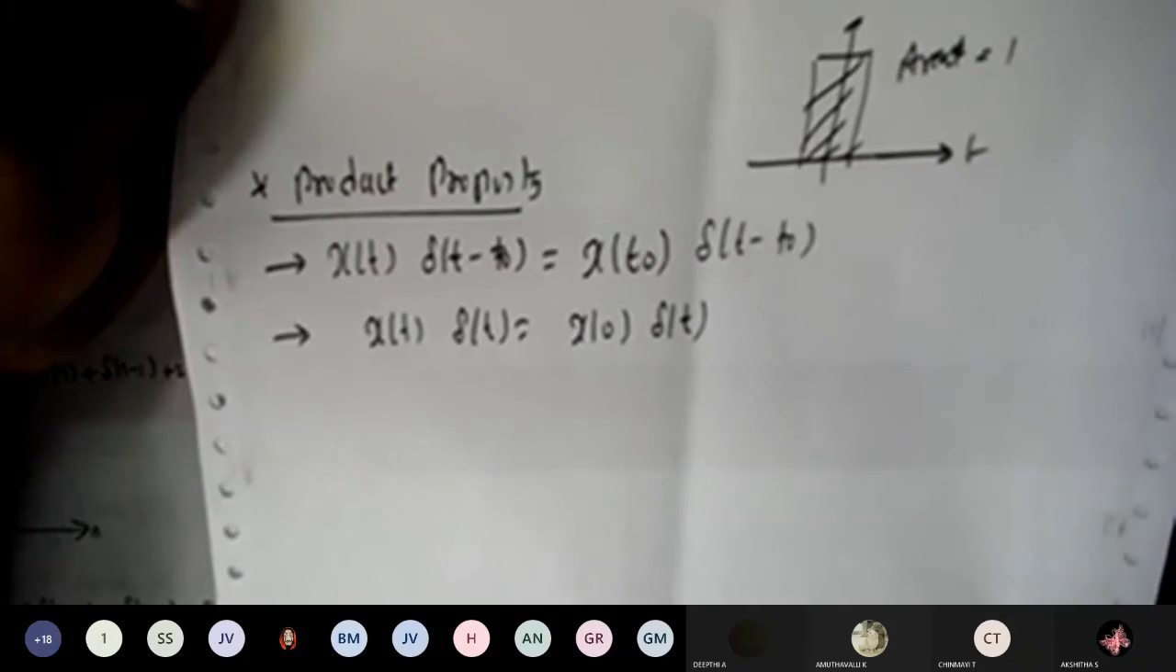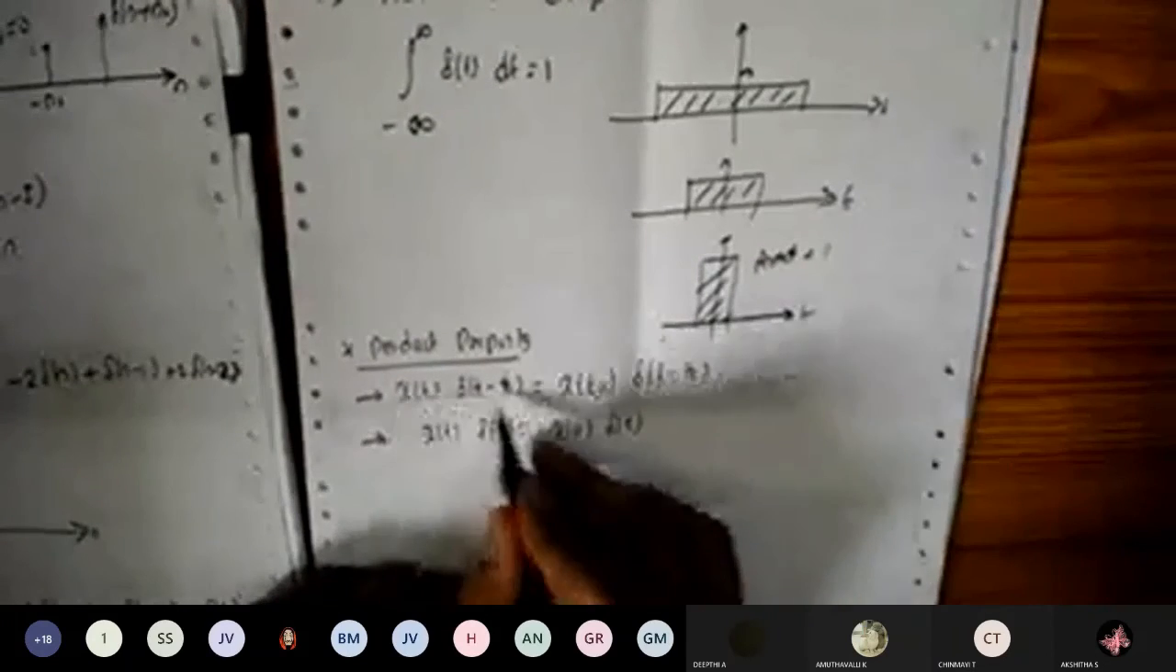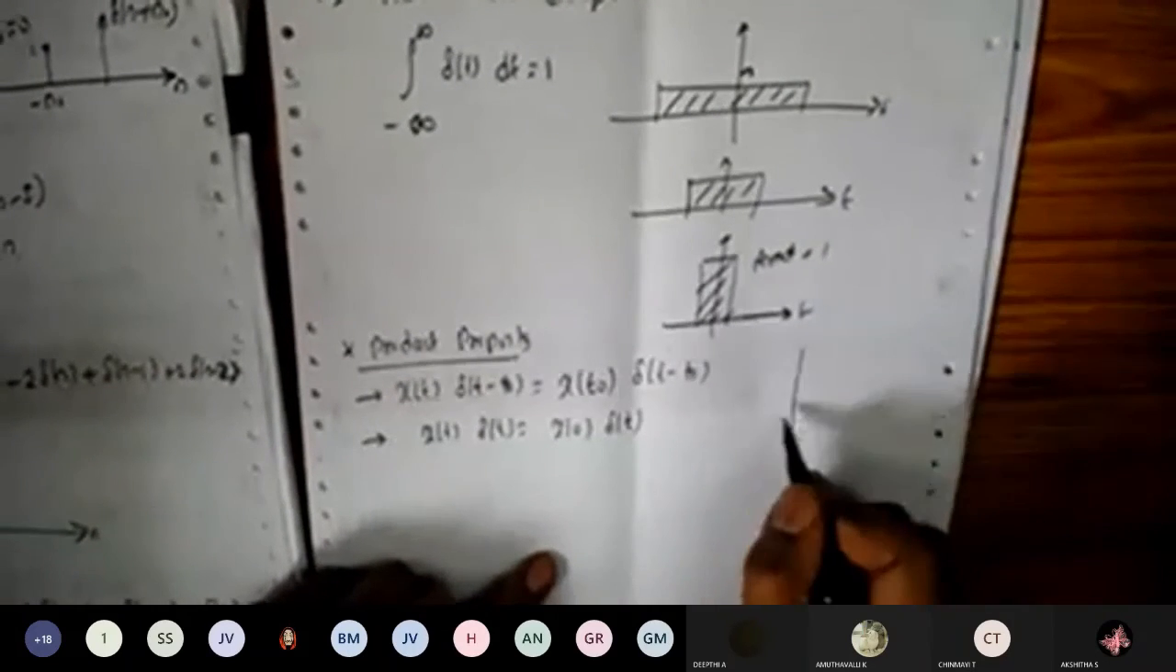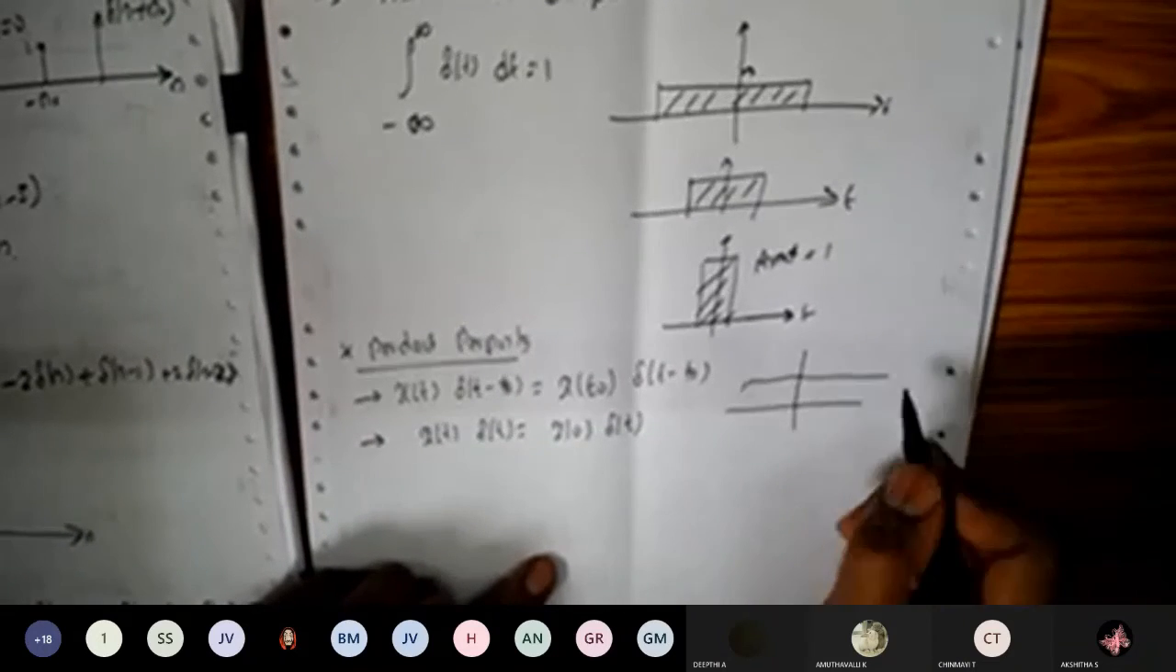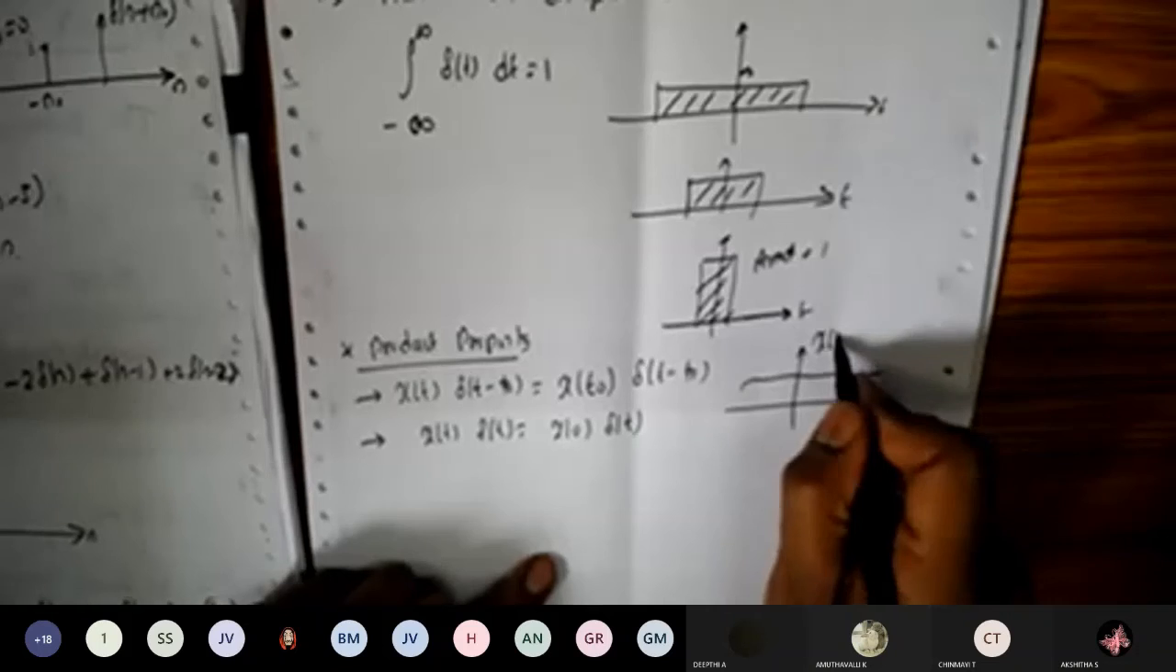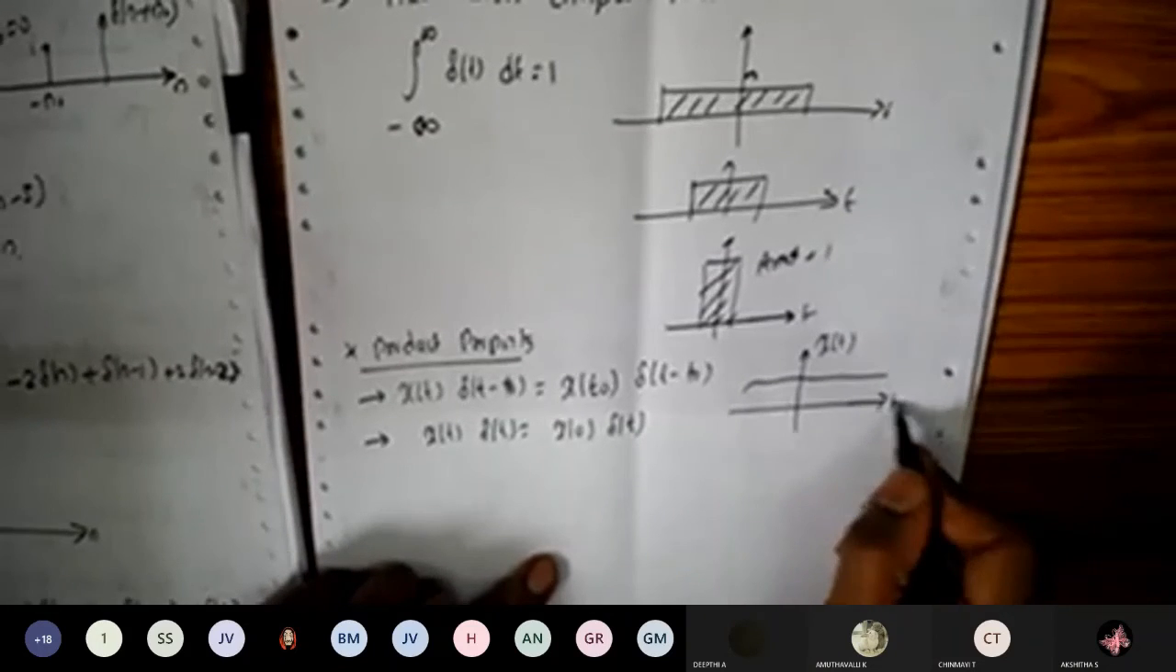Okay, in terms of the waveforms, I'm going to explain the product property here. The first one is x of t into delta of t minus t naught. Assume that this is x of t here. I'm going to take a waveform x of t, randomly, like this.